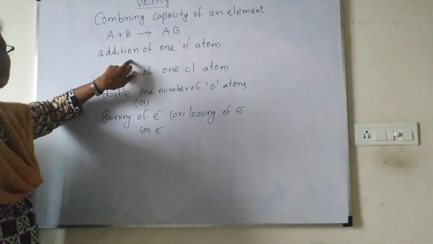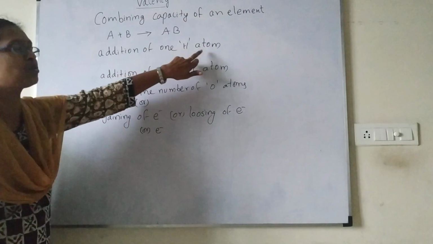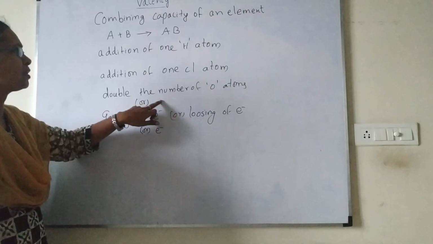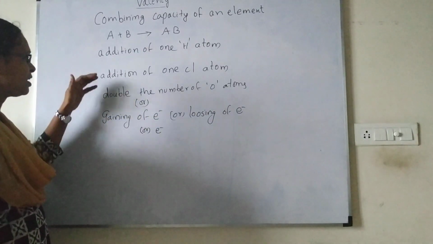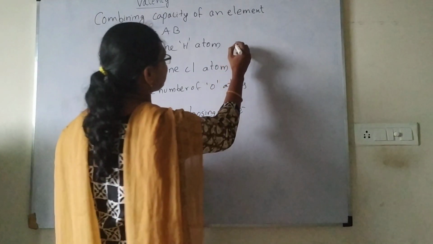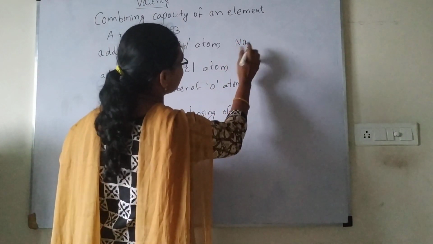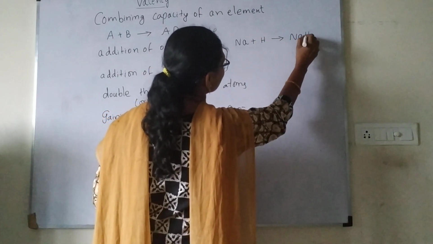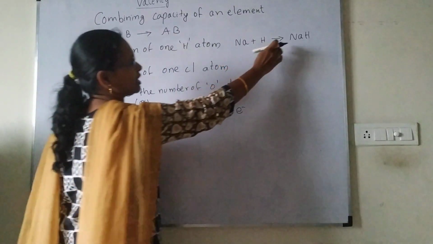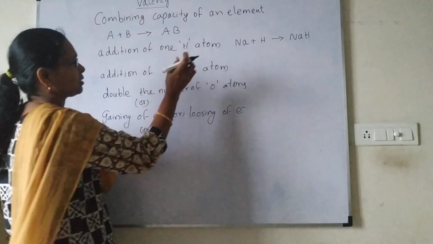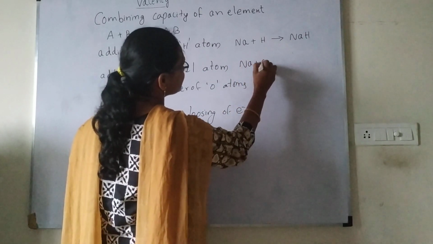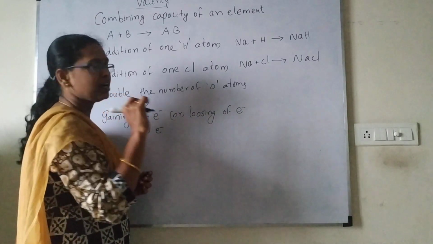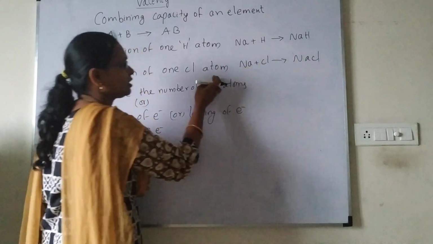Addition of one hydrogen atom, or addition of one chlorine atom, or double the number of oxygen atoms. What does it mean? I will tell you here. For example, take a sodium atom, the symbol of sodium is Na, plus hydrogen, forming NaH. So one hydrogen atom, right? Take the same thing with a chlorine atom. Na plus Cl gives NaCl, right? So one chlorine atom and one sodium atom combine with each other, forming a compound.